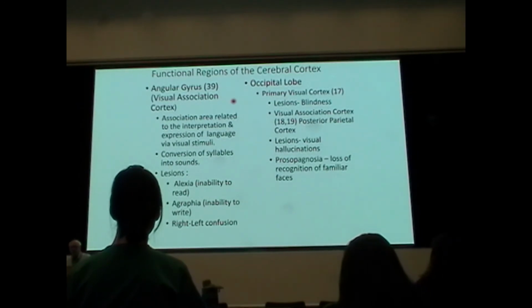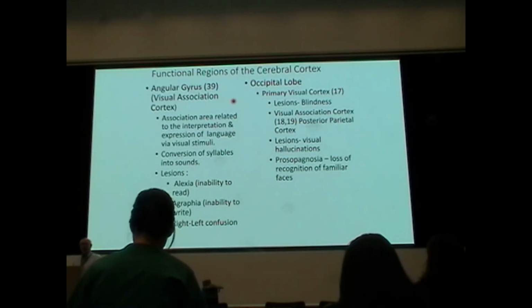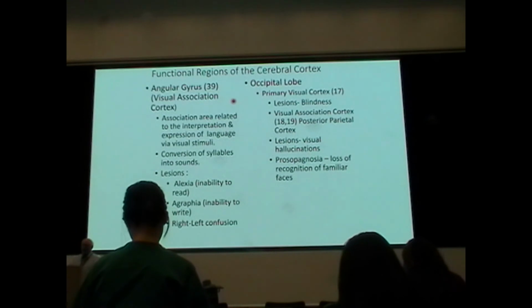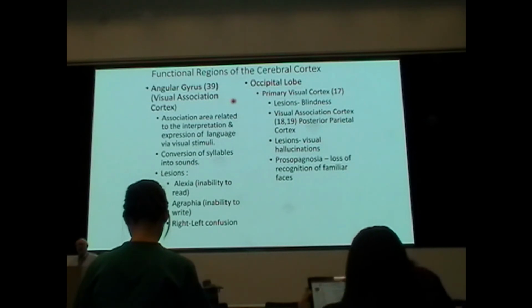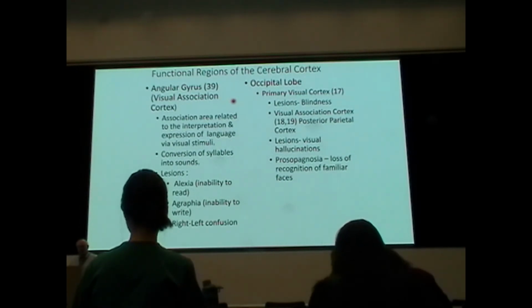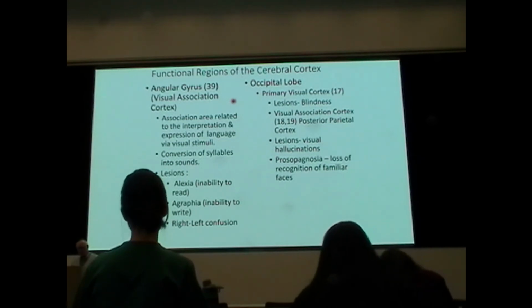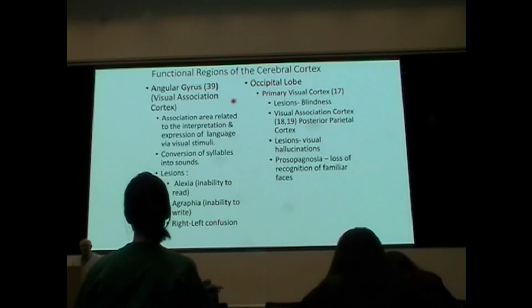Behind the supramarginal gyrus is area 40. This is also interesting. The angular gyrus, because it has kind of an angle at the corner of the lower parietal lobe where it comes in contact with the posterior superior temporal gyrus. This is related to the interpretation and expression of language through visual stimuli. Right behind it is the visual cortex, the occipital lobe. Down below it is Wernicke's area, which has to do with getting words in the right place, the conversion of syllables to sounds. Inability to read is called dyslexia or alexia. You just cannot understand how those words sound or how they should be pronounced. Agraphia is the inability to write.